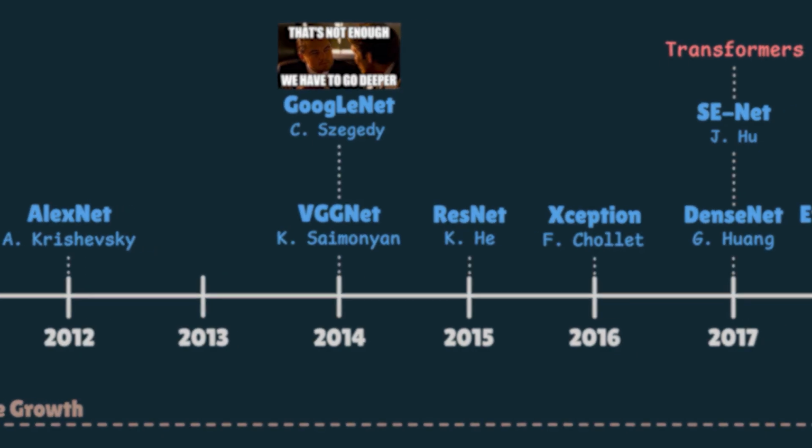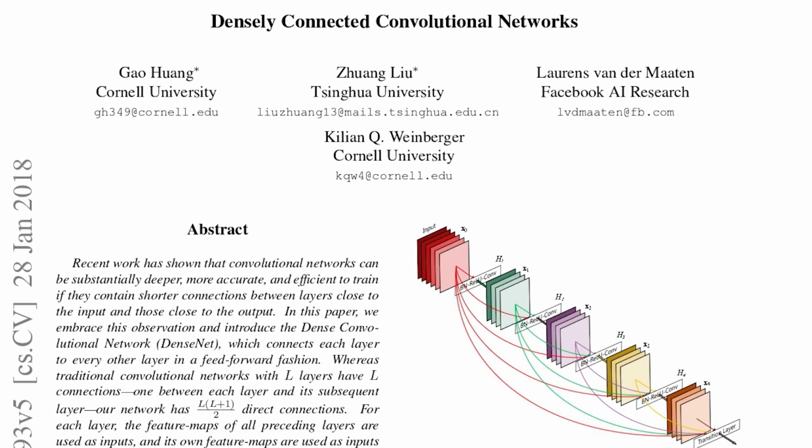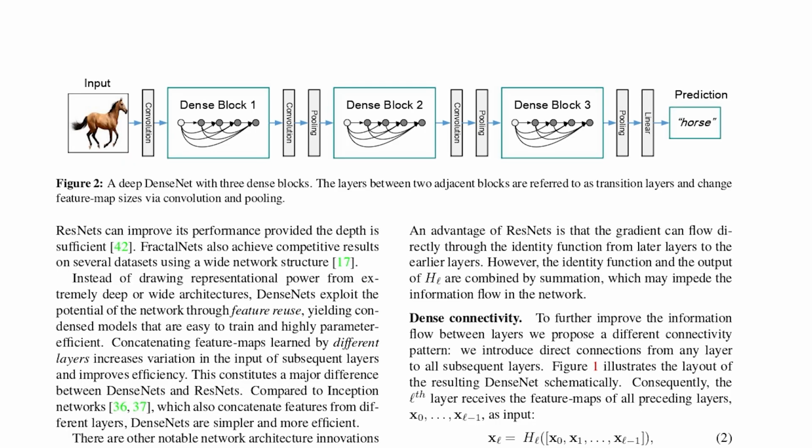Next, in 2017, DenseNet, or Densely Connected Convolutional Networks, introduced a novel approach to skip connections, which enhanced the gradient flow and information reuse. Unlike ResNet skip connections, which only connected layers a few steps apart, DenseNet connected each layer to every subsequent layer. This meant that the feature maps learned in earlier layers were directly reused by all subsequent layers, ensuring that no information was lost as the network deepened.